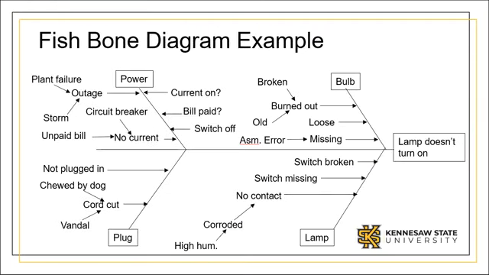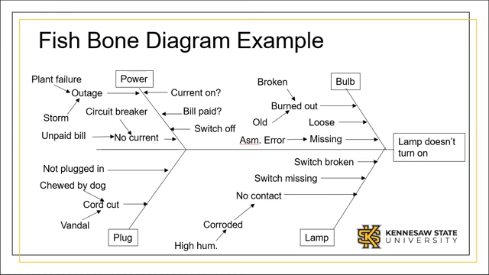A common application of the cause and effect is the Fishbone Diagram. Generally, the 4M, which stands for manpower, material, method, and machine, version of the Fishbone Diagram will suffice. The example here deals with a defective lamp.